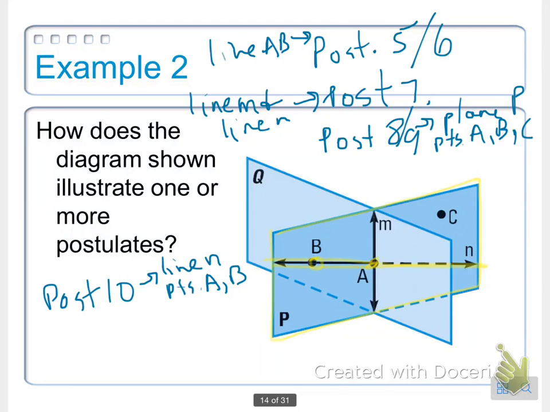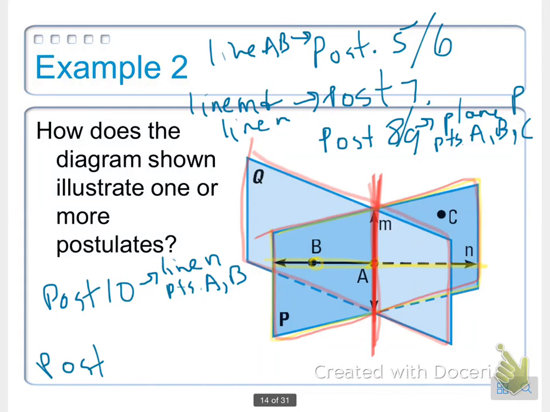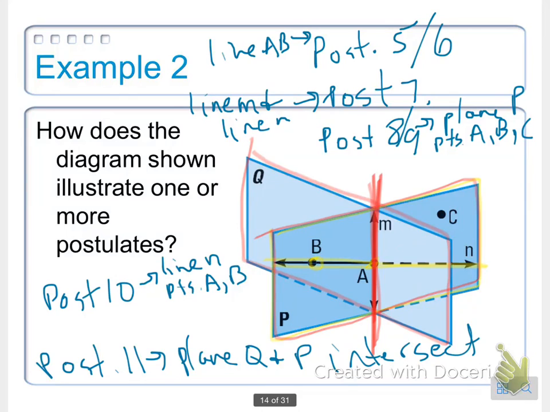And then if 2 planes intersect, their intersection is a line. That's postulate 11, and that's also here. So I'll do a different color here. Here's a plane Q, and we already have plane P right here, and they cross right here. So that would be postulate 11, where plane Q and P intersect, and you get line M.